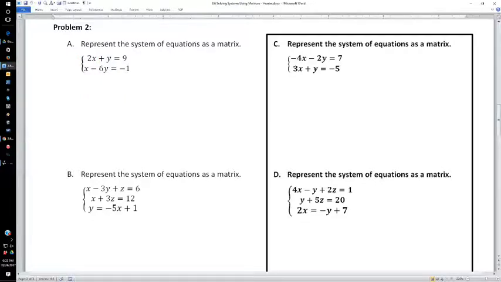But we always have to have it in this format before we do anything. So I have my x, my y equals the constant. So here we go. Let's build it. Put your big bracket and just grab the coefficients. The coefficient of x is 2. The coefficient of y is 1. The constant is 9. The coefficient of x is 1. The coefficient of y is -6. The constant is -1. Now this is called an augmented matrix.